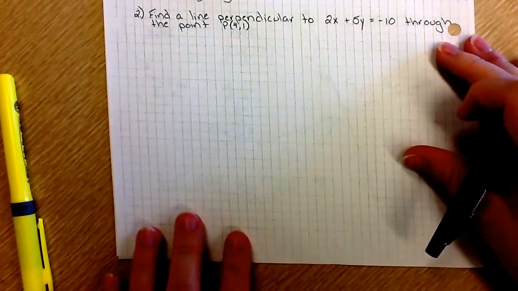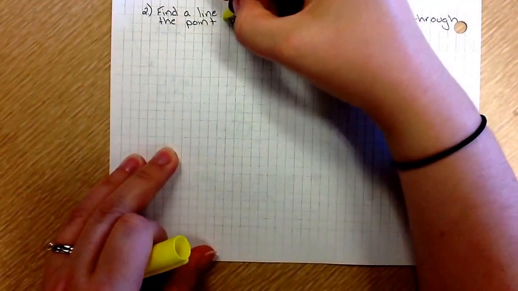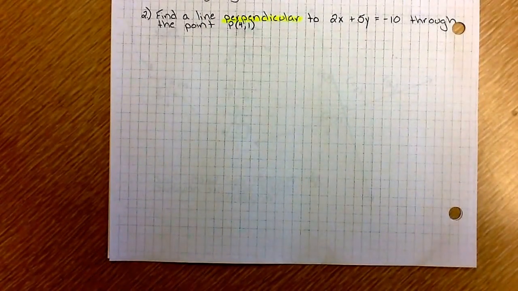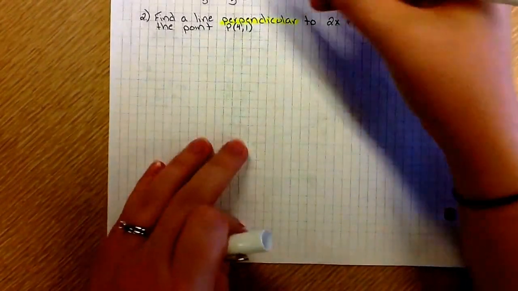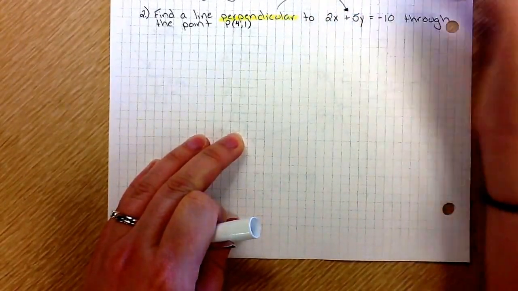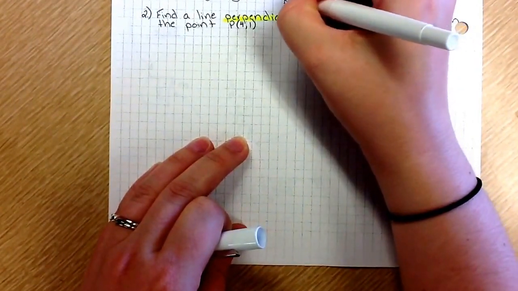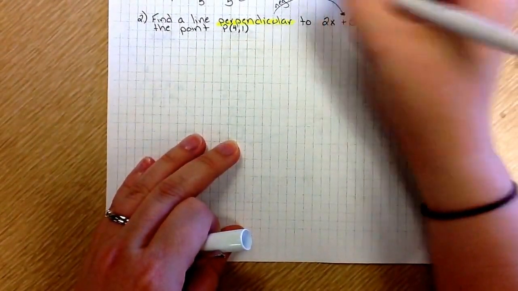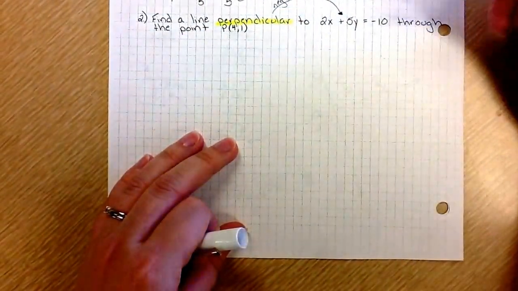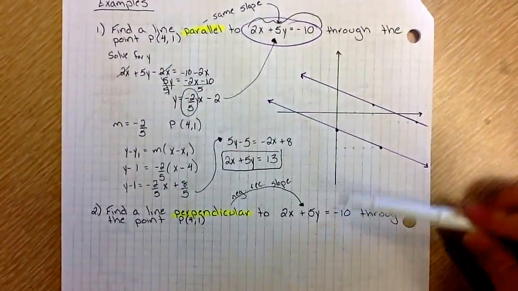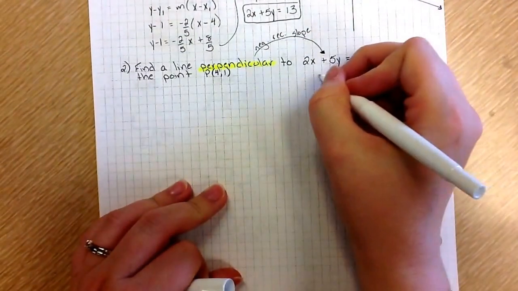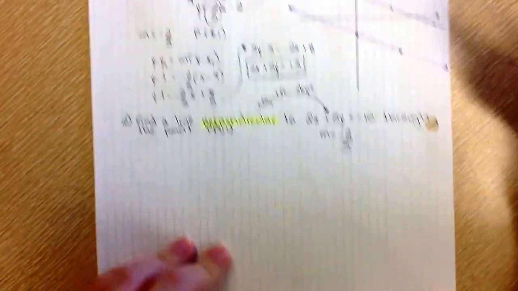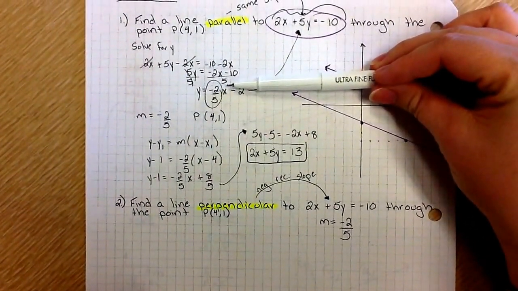Number 2, find a line perpendicular to 2x plus 5y minus 10. So I want it perpendicular to this line right here. Again, perpendicular means I want the negative reciprocal slope through the point (4, 1). If you notice, this line is the same as the one up here, and we already know the slope of this line. The slope of this line is -2/5. We found that out up here. So let's go ahead and use it.